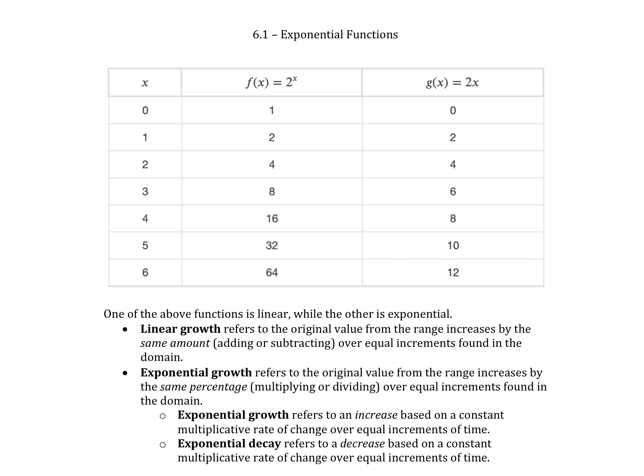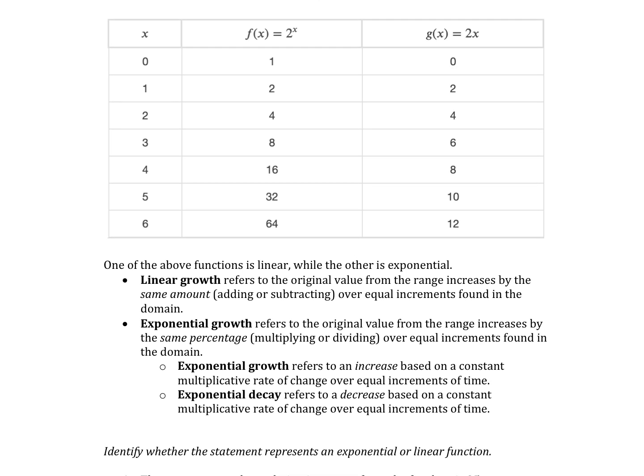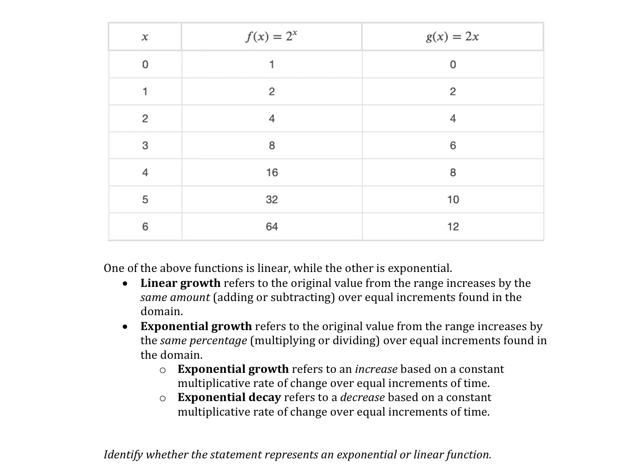We've talked about functions before. We've done linear functions and other types of functions. So in this table, one of these functions is linear and the other is exponential. The way you can tell them apart is that linear growth is when the range is increasing by the same amount each time, adding or subtracting. So increasing or decreasing, really. Exponential growth is when the range is increasing by the same percentage each time, increasing or decreasing, and that means you're multiplying or dividing by the same thing each time.